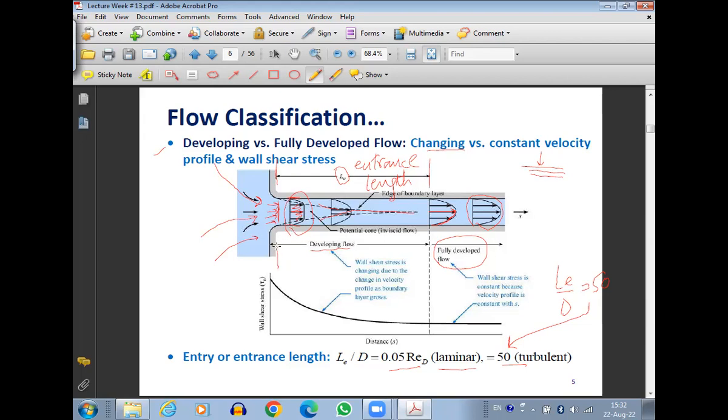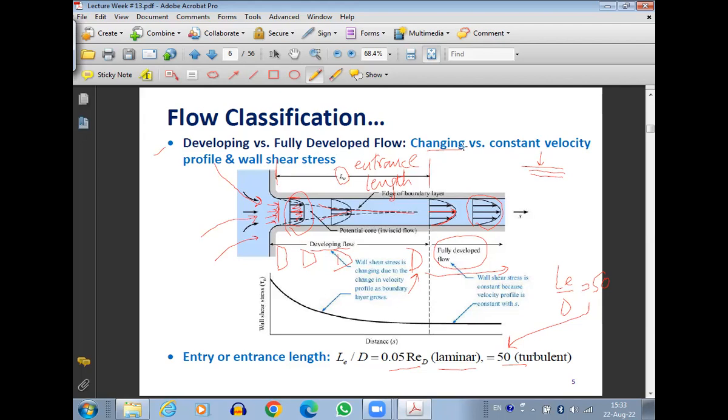So here it was like this. Then furthermore, it was like this. Then further, it is like this. When it is fully developed, then it is completely like this. And once it is fully developed, the velocity profile does not change. It remains the same throughout. So in case of the developing flow, we will have a changing velocity profile and wall shear stress. In case of fully developed flow, we have a constant velocity profile.